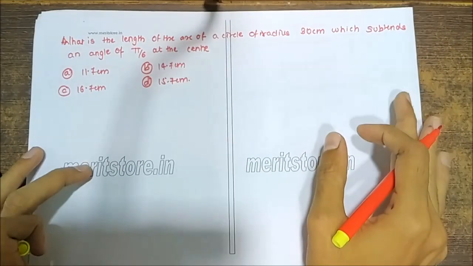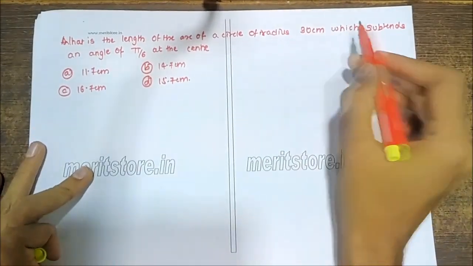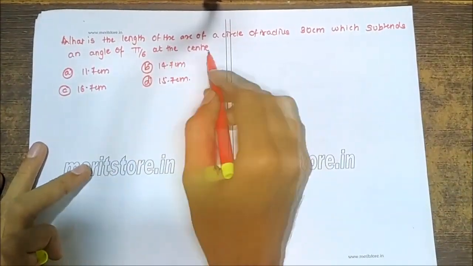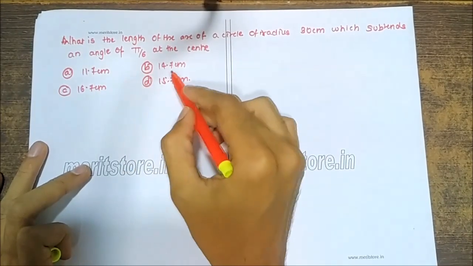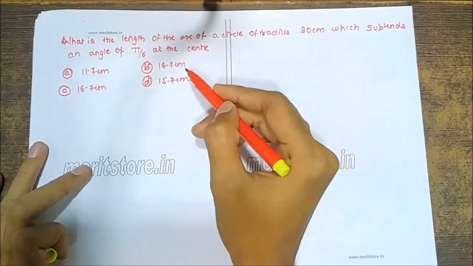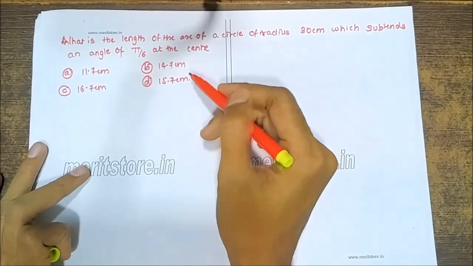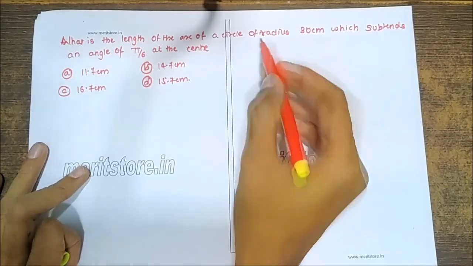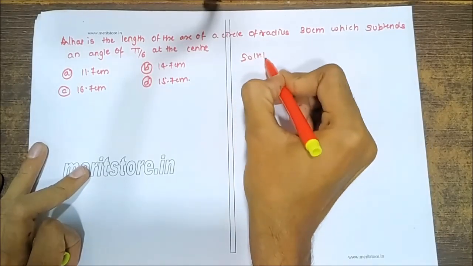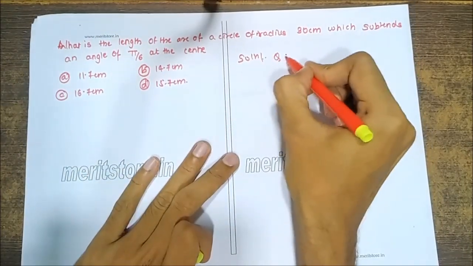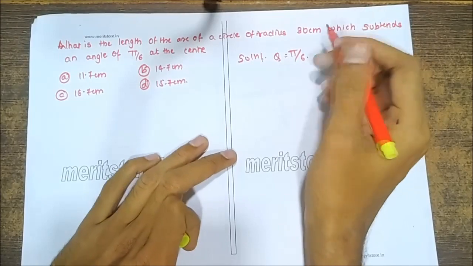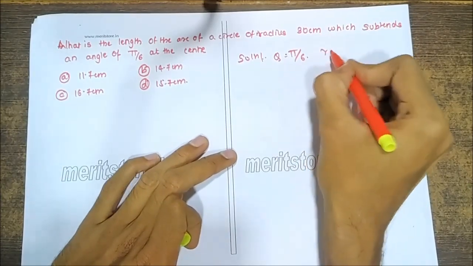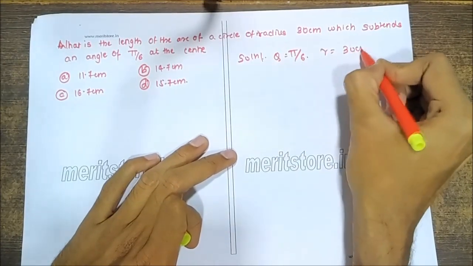What is the length of the arc of a circle of radius 30 cm subtending an angle pi by 6 at its center? 11.7 cm, 14.7 cm, 16.7 cm, or 15.7 cm. So we need to find the length of the arc of a circle of radius 30 cm. What we have is theta, that is pi upon 6. Also r, the radius, is 30 centimeters.